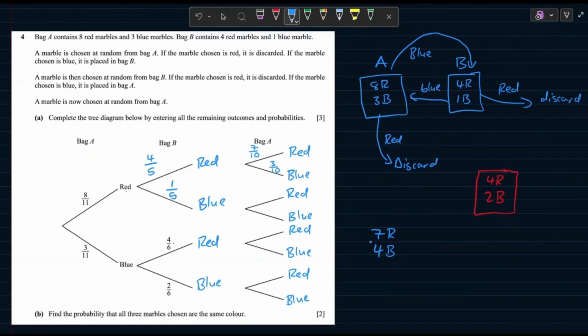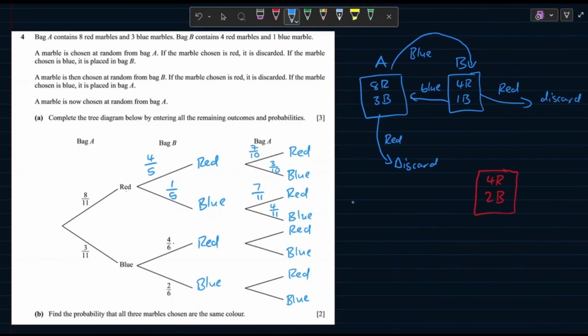So now I'm saying that I've got, out of 11, I have a 7 in 11 chance of picking a red and then a 4 in 11 chance of picking a blue. Okay, now let's look at the last 2 branches. So assuming we picked a blue first from bag A, here I'm just focusing on bag A because that's what we need to fill in at the end.